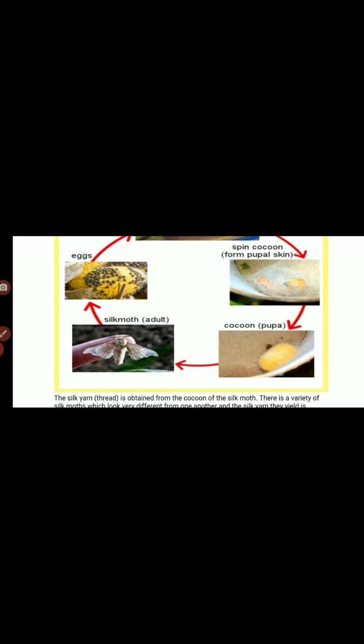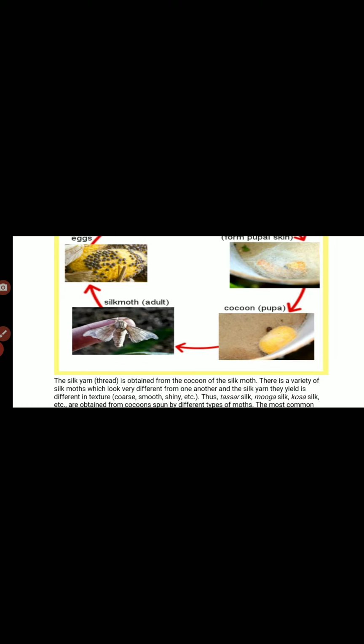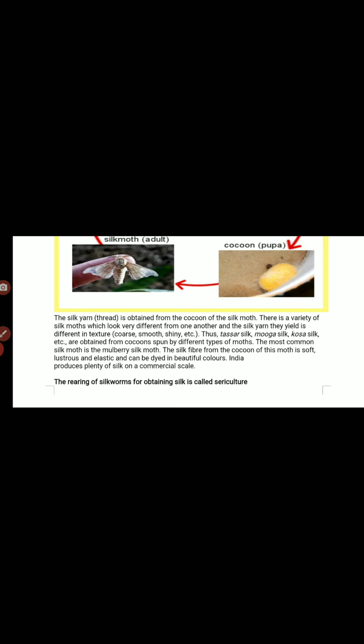This cocoon is used for silk yarn. This silk yarn is obtained from the cocoon of the silk moth. You can see this yellow cocoon. This is used as silk yarn. You have different types of silk moths, and they are different from each other. They have different colors. Some are coarse, coarse means hard. Some are smooth, some are shiny. We have different types of silk: Tassar silk, Muga silk, Kosa silk. All these silk materials are obtained from cocoons spun by different types of moths.